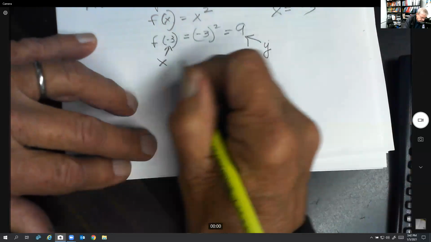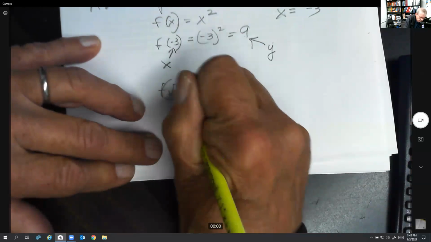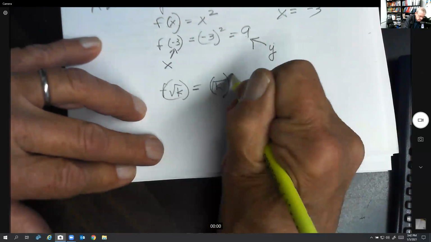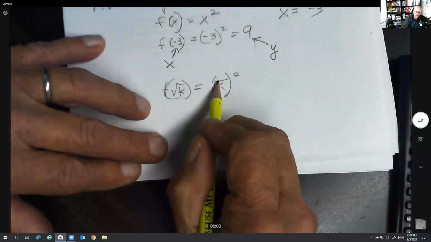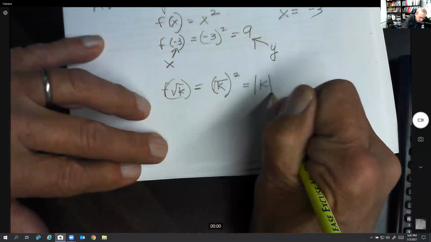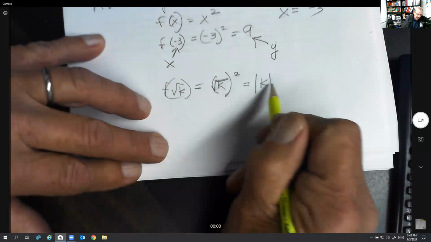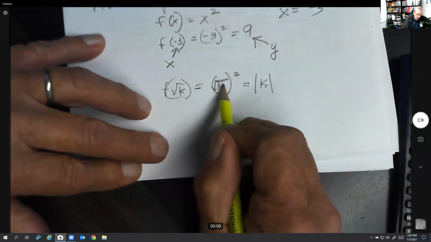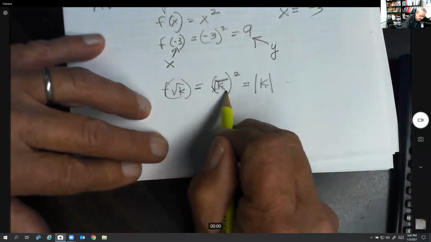Okay, here's another one. I'm going to put in the square root of k. So this is the square root of k, squared. Well, when we square a square root, we get the variable that's underneath it. We actually get the absolute value of that variable. But if you just put down k, it would be okay. But we actually get the absolute value because we don't know if k is plus or minus. So when we square a square root, we just simply get the radicand again.